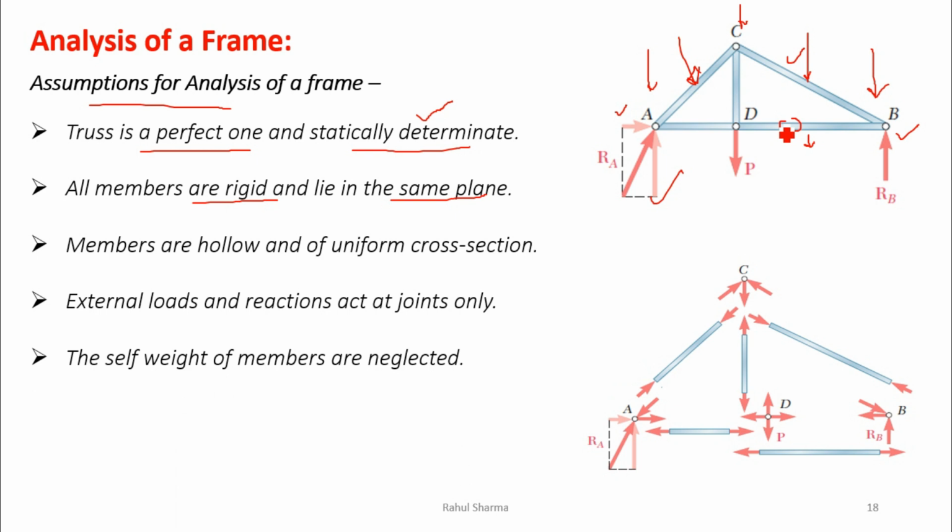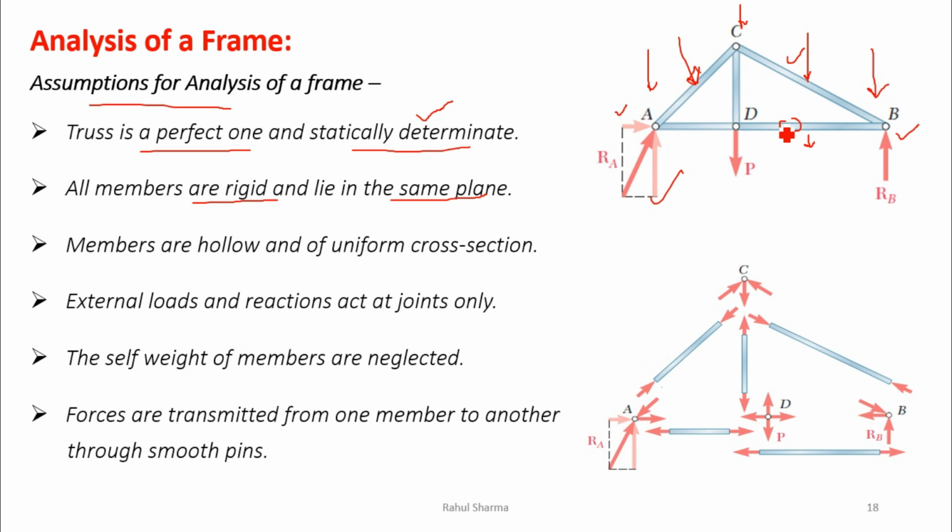Then the self weight of members, I have told you already, is to be neglected. Then the forces are transmitted from one member to another through smooth pins. It means these pins, where the joints are, will be frictionless, very smooth pins, so we are not taking the friction into account for these pins.